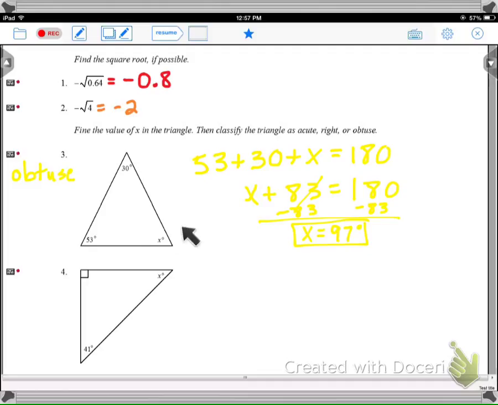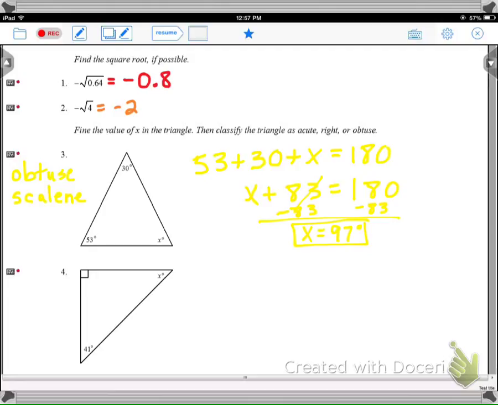Now, if you look at the triangle, it doesn't look obtuse. It looks like it would be acute. And if you answered it before you found x, you would have probably said acute. But look at the x angle. It's 97 degrees. That's bigger than a right angle. That's an obtuse angle. So that makes it an obtuse triangle. And while we're naming it, we can go ahead and say that it's also scalene, because none of the angles are the same. That means none of the sides are the same either.